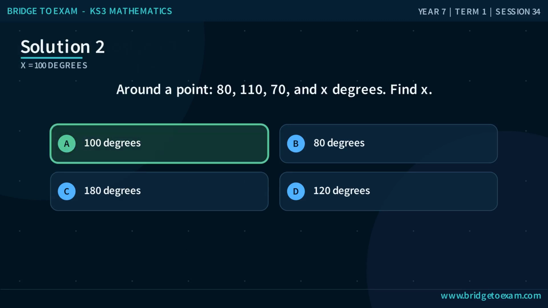Option A is correct. The missing angle is 100 degrees. The known angles total 260. 360 minus 260 is 100.